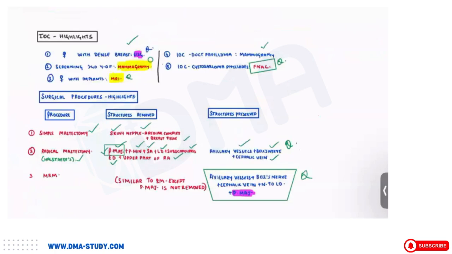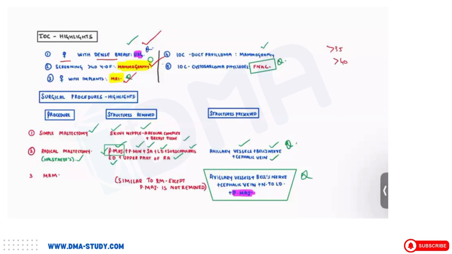Okay, then you have the investigation highlights, very important, straightforward questions. Women with a dense breast, it's always USG. Screening for more than 40-year-old female is mammography. Nowadays, UK is preferring screening mammography from 35 years. India is preferring screening mammography from 40 years. And women with implants, you always do the MRI.